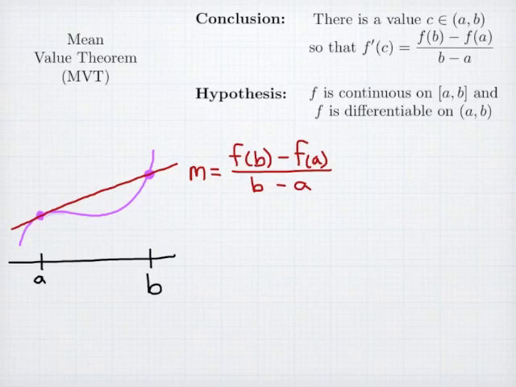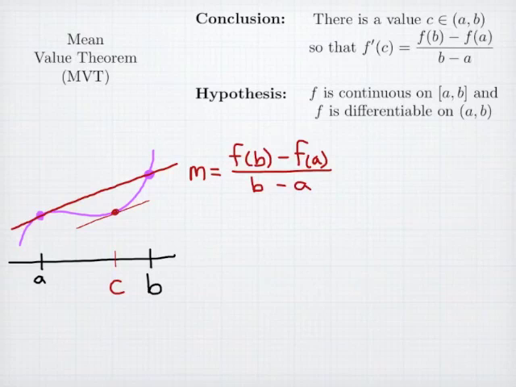So as I move along the curve, I'm looking for a point where the slope of the secant line and the slope of the tangent line match. And for the picture that I've drawn, here's a point where the tangent line is parallel to the secant line. This would be my point c that's guaranteed by the mean value theorem. The reason that continuity is required for this hypothesis is that if I allow a break in a function, I might not have a slope that matches the average rate of change.